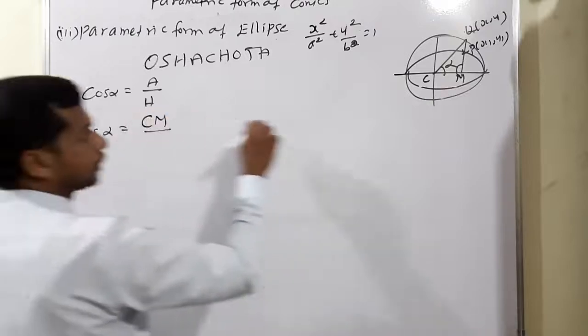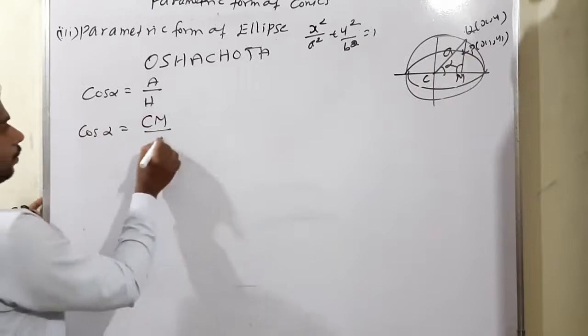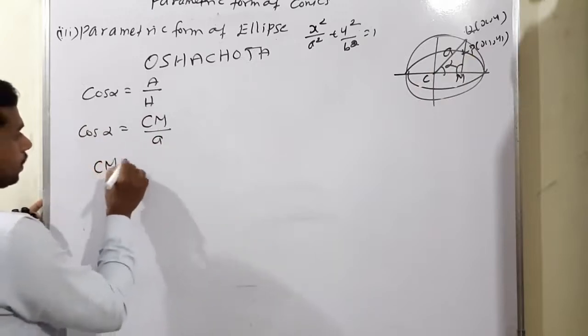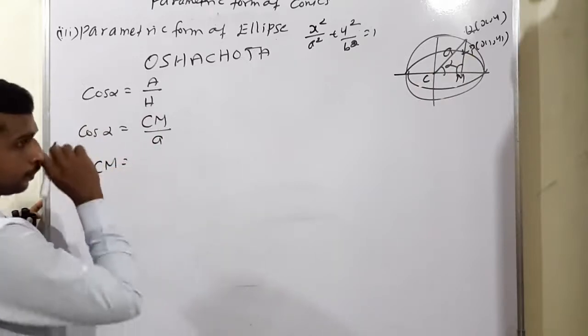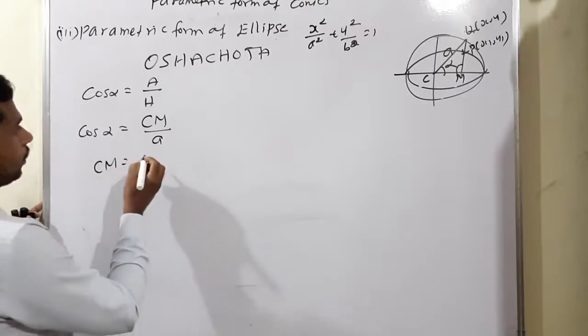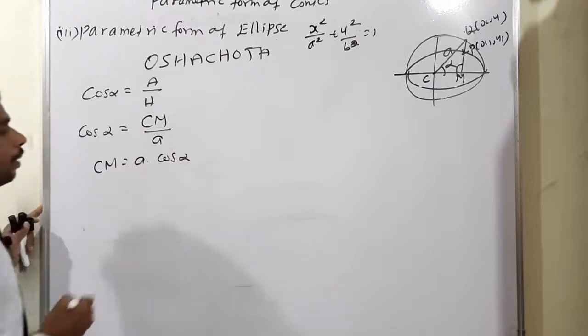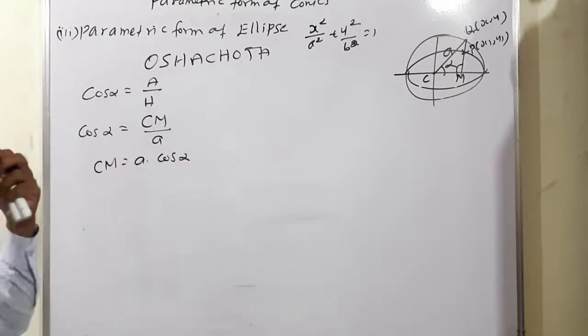Cm is the adjacent side, and the hypotenuse is already known to be the constant term A, the radius. So Cm divided by A means Cm is equal to A into cos alpha. Now the next condition.